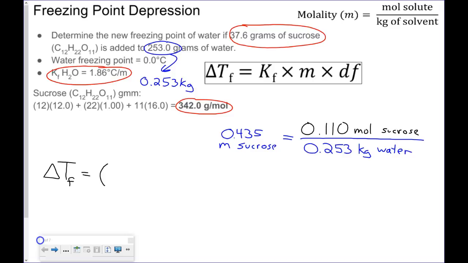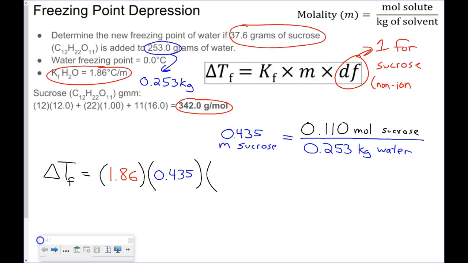Now I'm going to take that and plug it into my equation. So I have my change in temperature, and remember this is the freezing point depression. I need to first plug in the K sub F. Remember that is my constant for water, 1.86 degrees Celsius per molal. Now I'm going to plug in the molality, 0.435, so that came from right up here. Now I need to plug in my dissociation factor. For this sucrose, that's going to be 1 because it's a non-ionic solution. It's not going to separate out. Doing all those calculations, that's going to give me 0.809 degrees Celsius.